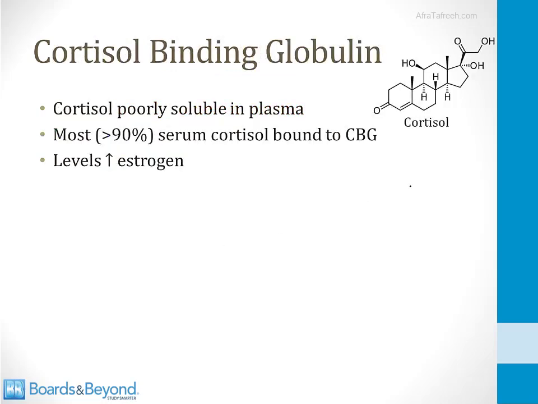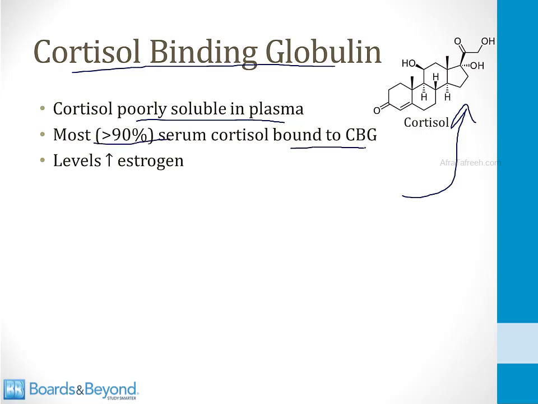Cortisol is made up mostly of carbons and hydrogens. As you can see from its structure shown on the screen here, this means it is poorly soluble in plasma. Therefore, it needs a carrier protein in order to help it move through the bloodstream. That carrier protein is called cortisol binding globulin, and most of your serum cortisol, more than 90%, is bound to CBG. And just like thyroid binding globulin, cortisol binding globulin increases when the levels of estrogen go up, such as in women who are pregnant or women who are taking contraceptive pills.